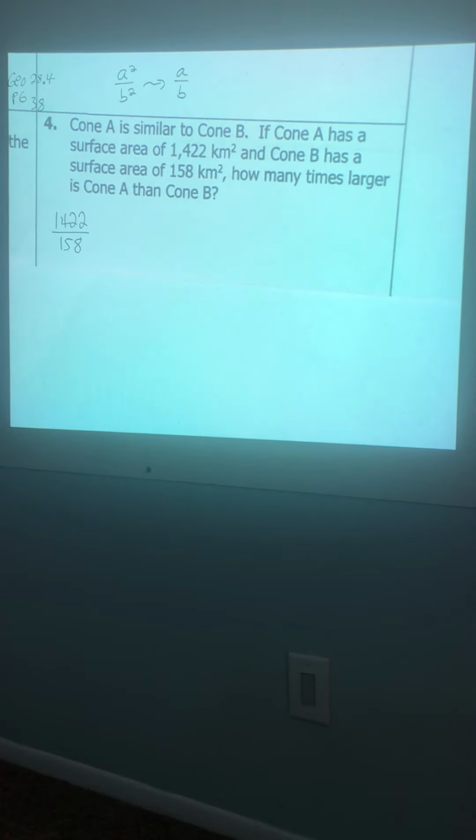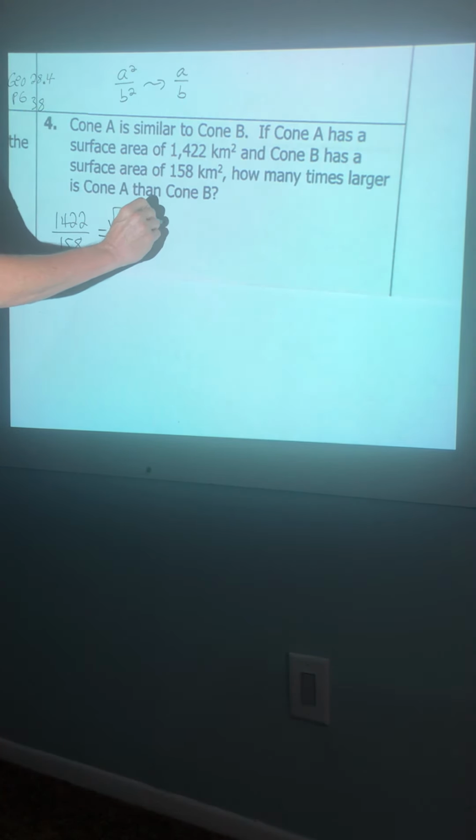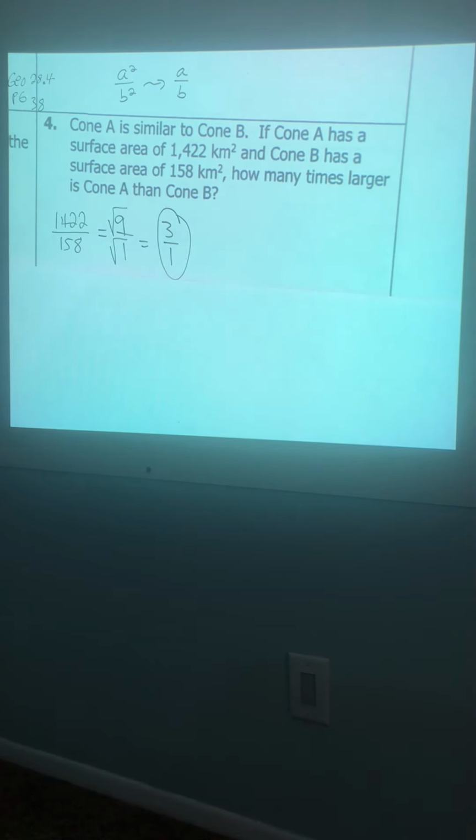Ready, go: 1422. If you don't like it, you don't like it, but let's see if you might like it. And then ABC 158. And look, it gave me 9. That means this is a 9-to-1 ratio. But a 9-to-1 ratio is, remember, the A squared to B squared. So now you square root it, and the parts are 3-to-1. A 3-to-1 ratio.